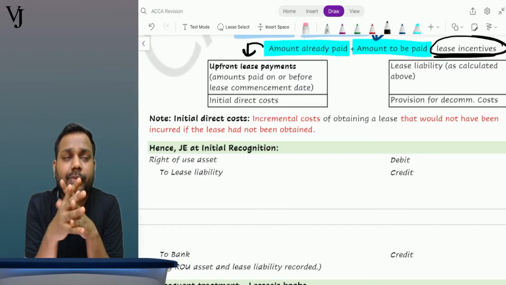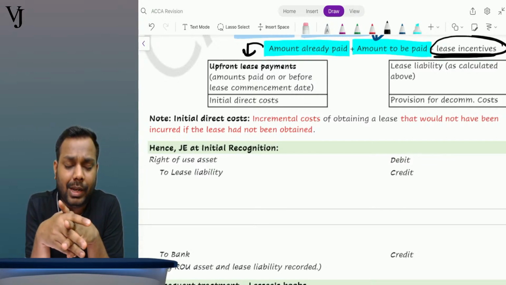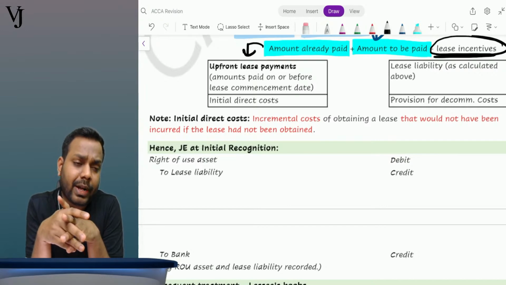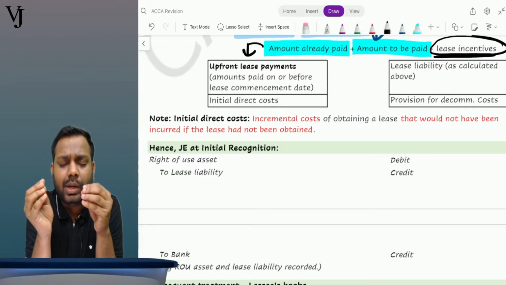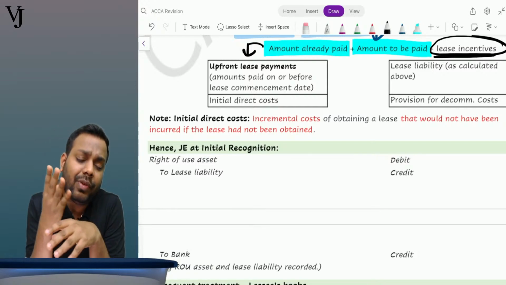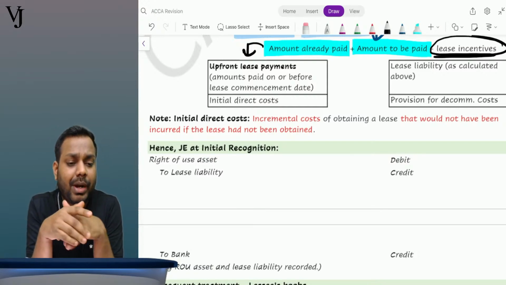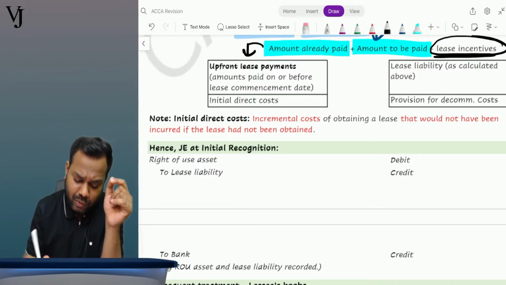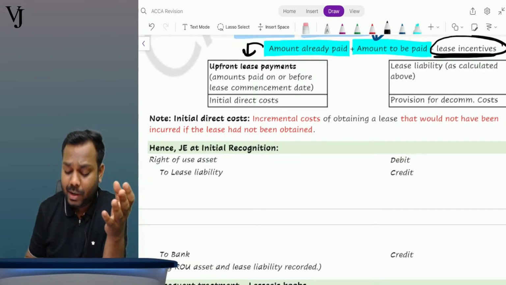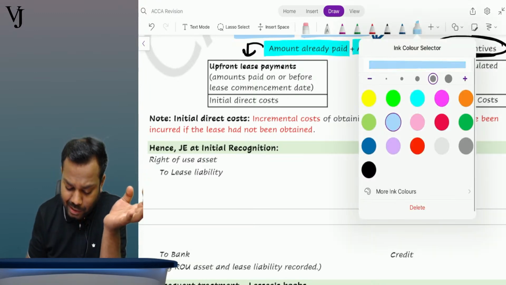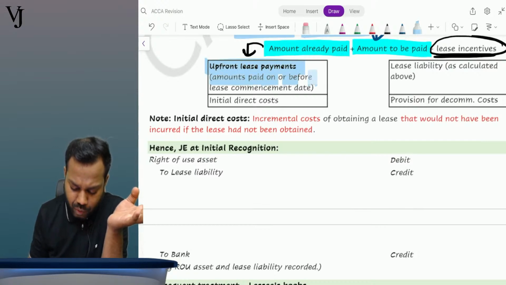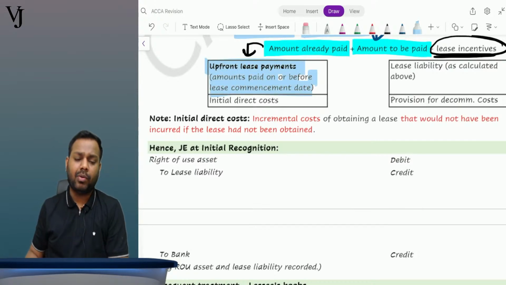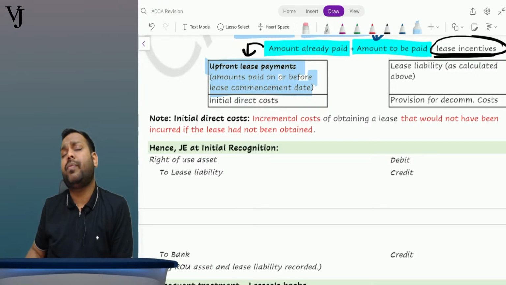Now let's suppose on 1st April 2023, your lease contract commenced. For the entire year of 2023, you paid the lease payments on the very same day. So what has happened? It is called amount already paid. It is called upfront lease payments: amounts paid on or before the lease commencement date.